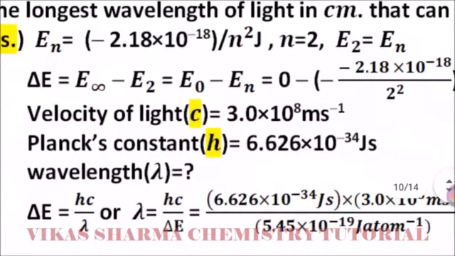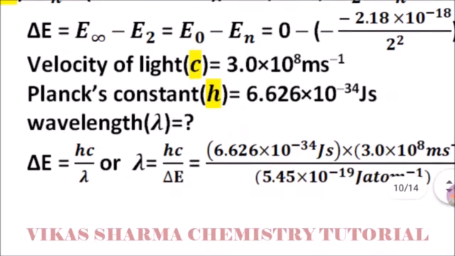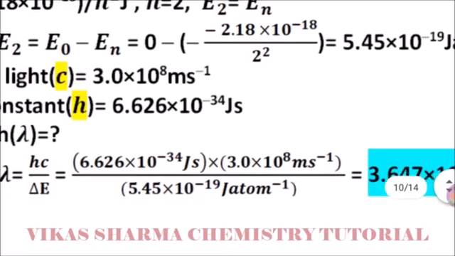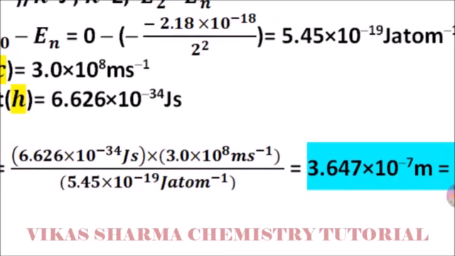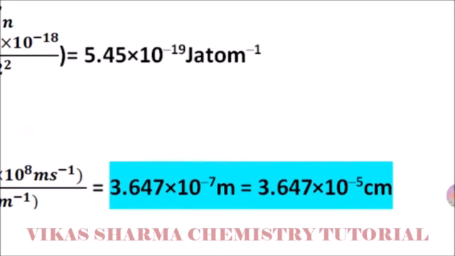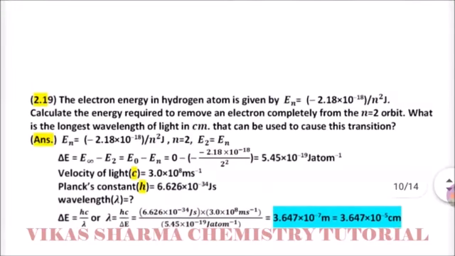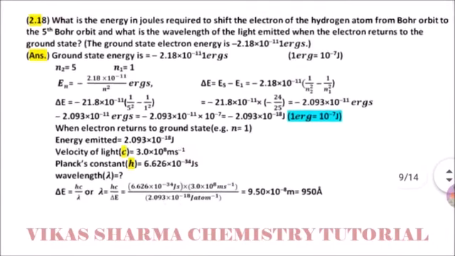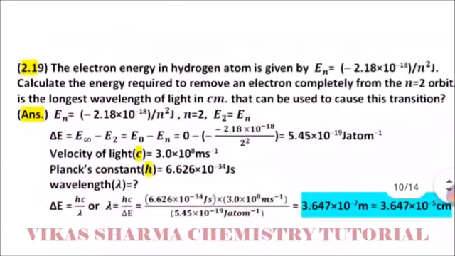Velocity of light we know very well, 3.0 × 10^8 meter per second. Planck constant we know the value very well, 6.626 × 10^-34 joule second. Wavelength is asked, so ΔE is equal to hc divided by lambda, or lambda is equal to hc divided by ΔE. After putting the value, the answer is 3.647 × 10^-7 meter, or 3.647 × 10^-5 centimeter. So in some cases the 2.19 question is similar to 2.18, but only the units are changed.